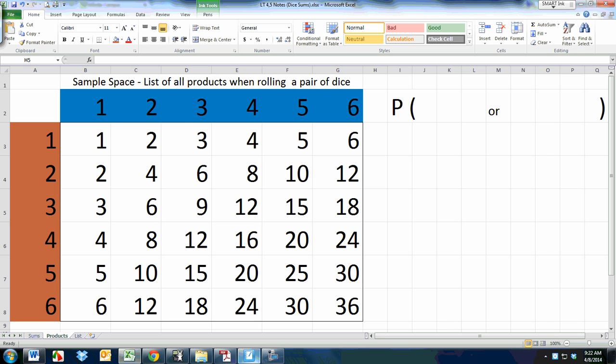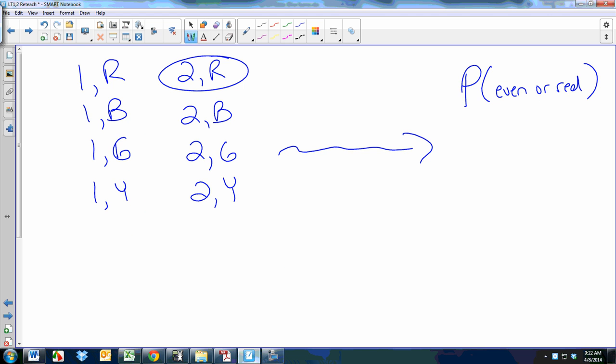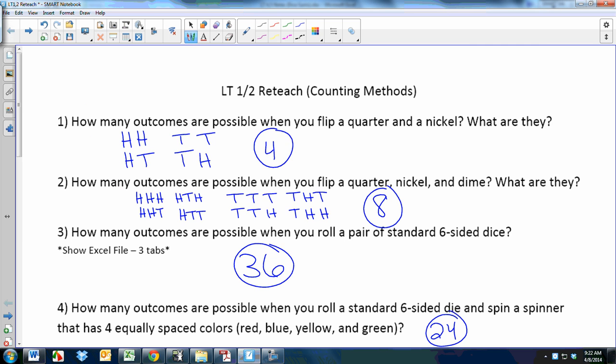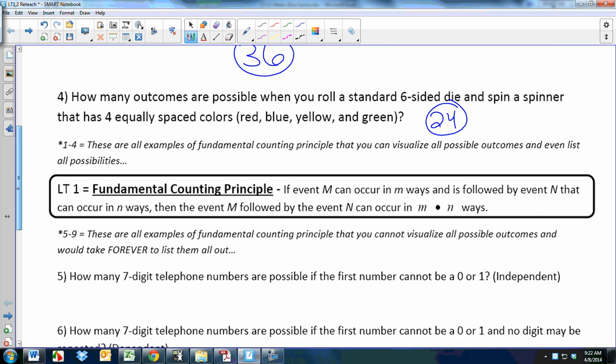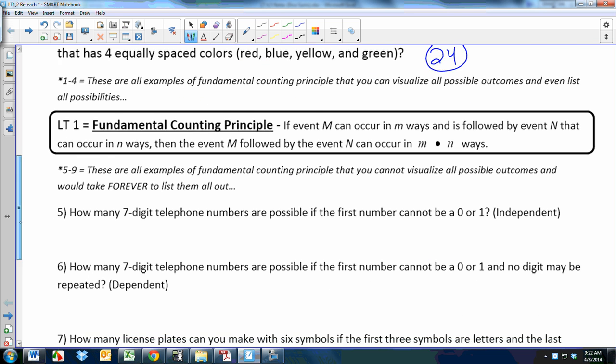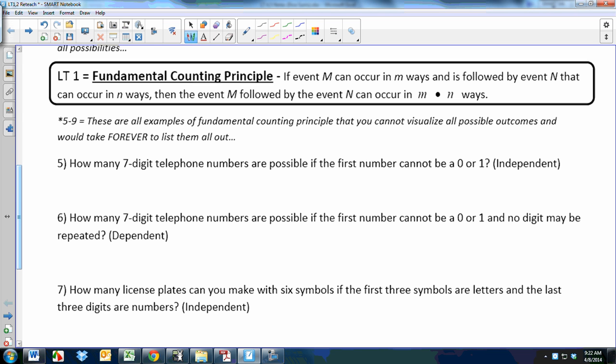All right, going back to learning target 1 and 2, a reason that we're reteaching this: the first 4 examples we could visualize. The last ones you can't really visualize because the answer's so big, it would take you forever to list them all out. So you just got to trust the method. So number 5, how many 7-digit telephone numbers are possible if the first number cannot be 0 or 1?